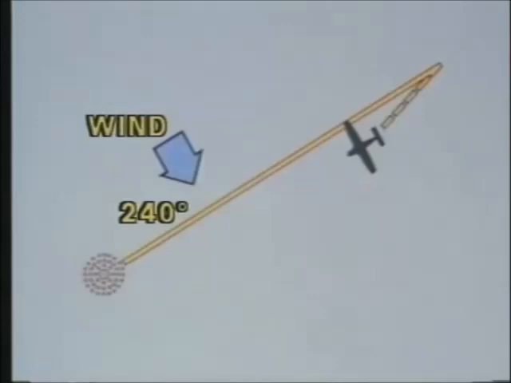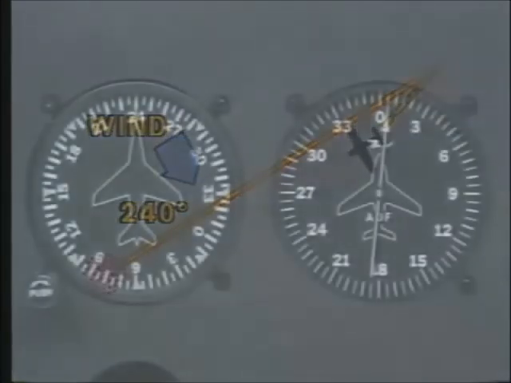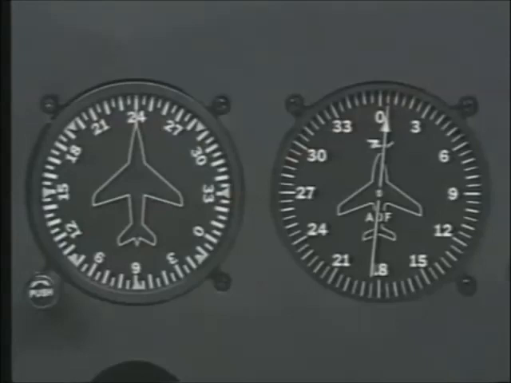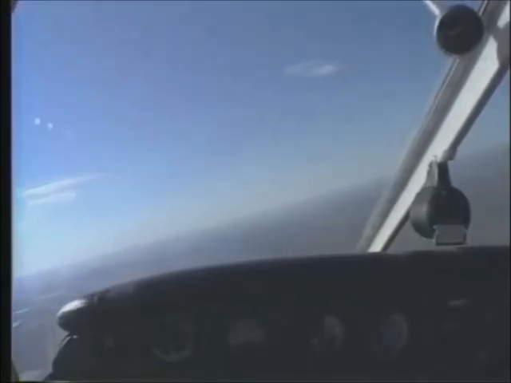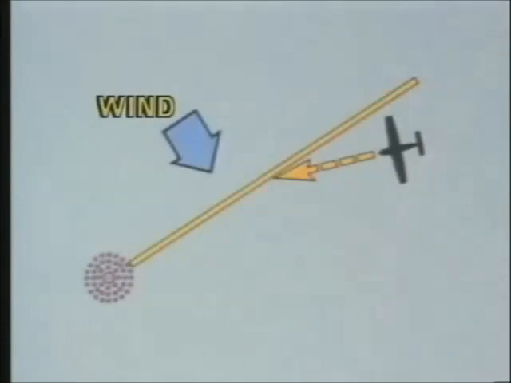Let's assume you want to track on the 240 degree bearing to the station and a right crosswind has drifted you left of course. The ADF needle will point to the station which, in this example, is 5 degrees to the right. Turn right using an appropriate intercept angle and maintain that heading. In this case, a 20-degree correction angle is being used.